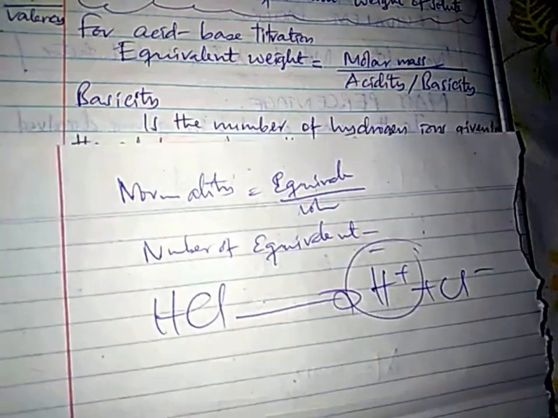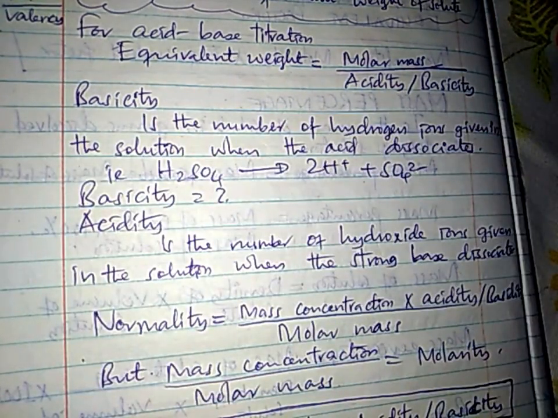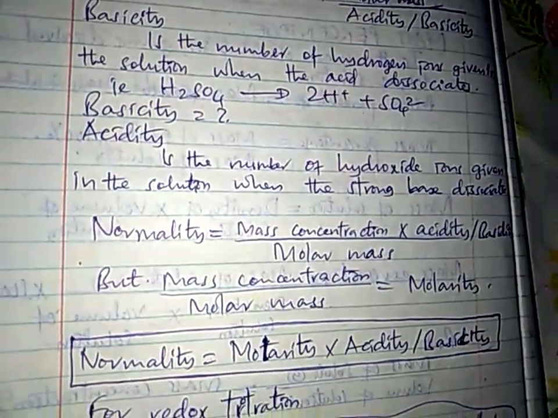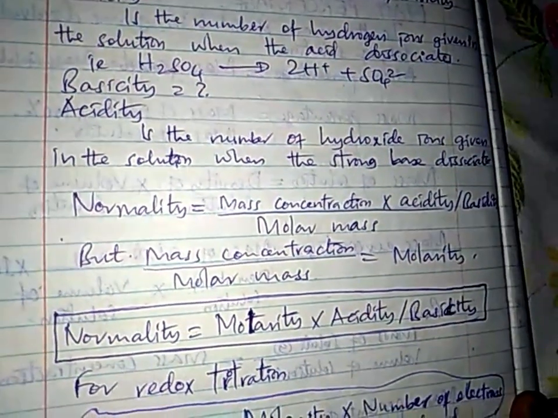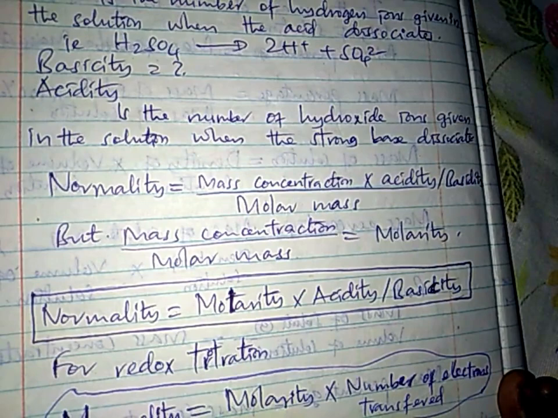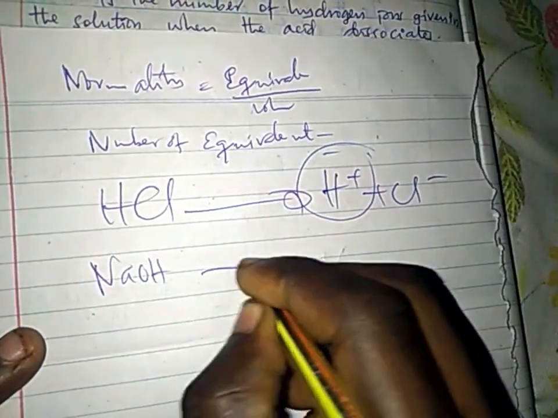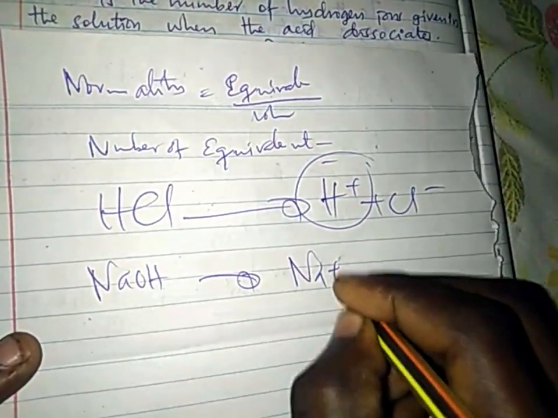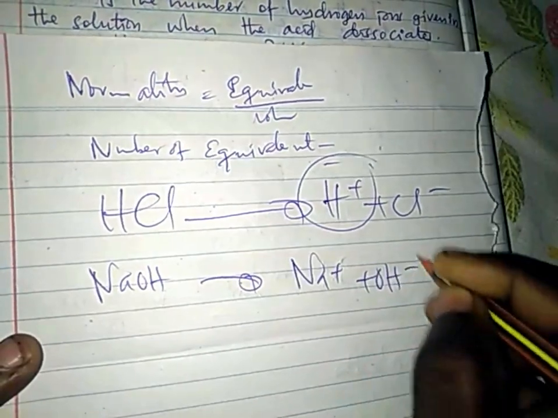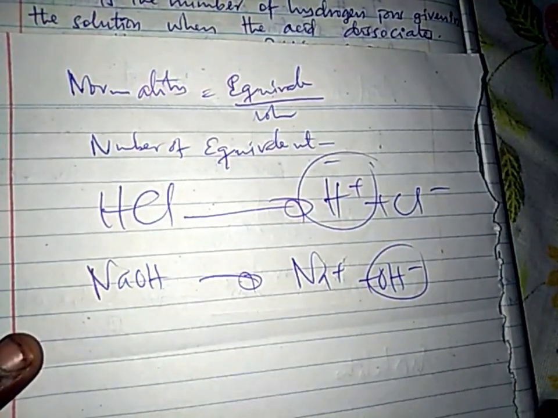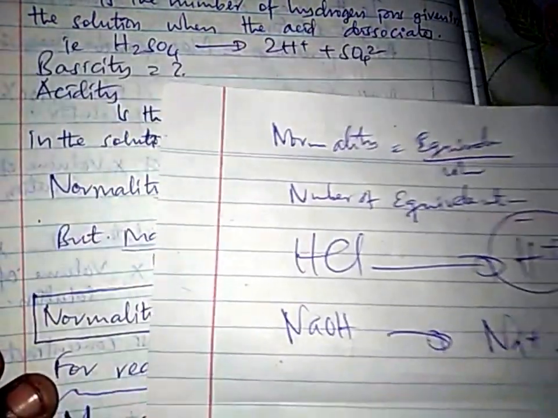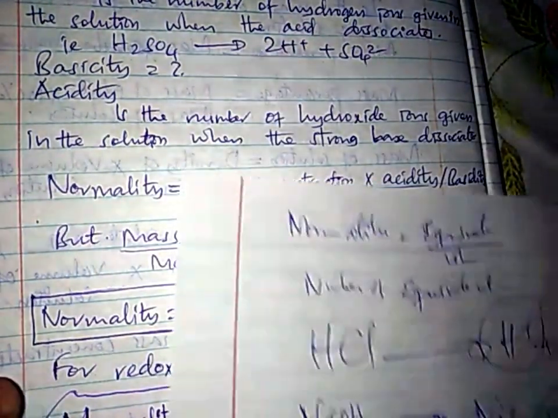Kwa hiyo inategemea na type ya base yako. While acidity is the number of hydroxide ions given in solution when the strong base dissociates. So basicity, for example, for sodium hydroxide, ikidissociate in the solution napata ni sodium plus hydroxide ion. So because you got only single hydroxide ion, basicity yake ni ngapi? Ni 1.